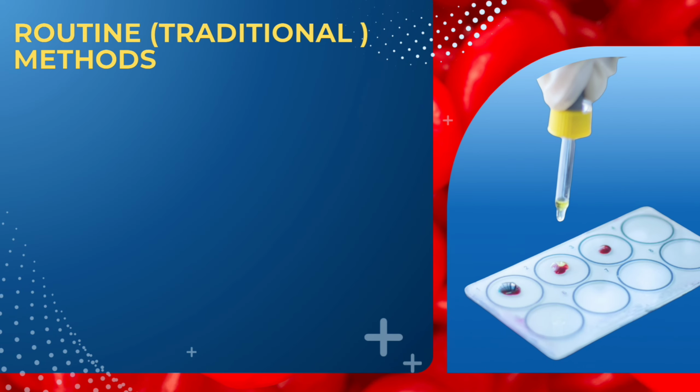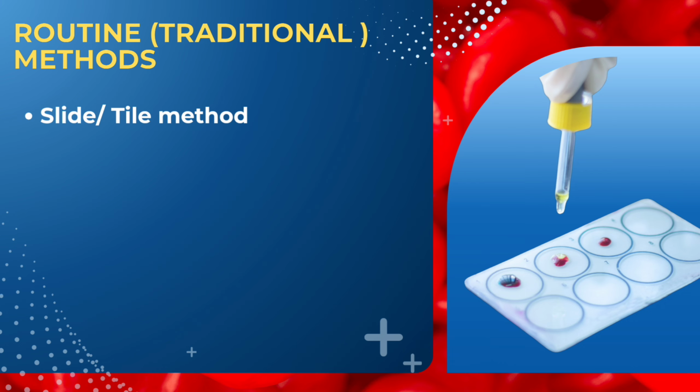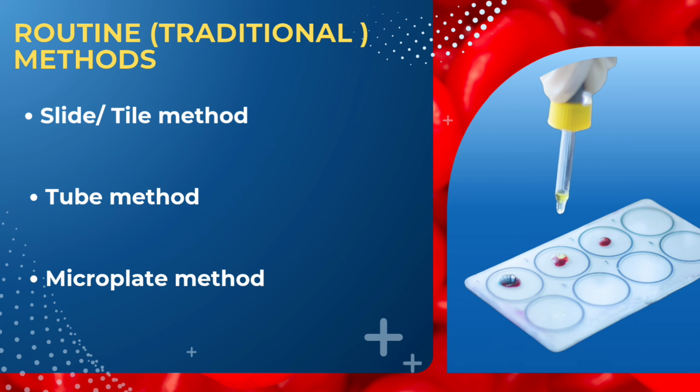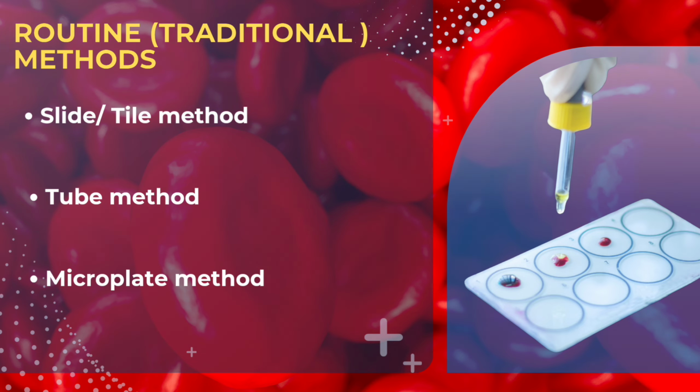These routine methods we rely on today evolved from some pretty dangerous beginnings. In the early 1900s, blood transfusions were basically a game of Russian roulette. Doctors had no standardized way to test blood compatibility. These routine or traditional methods are commonly used in day-to-day work in the laboratory or blood banking.